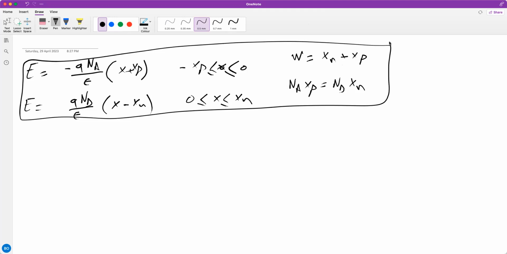Now, I wanted to calculate the potential. How can I calculate the built-in potential? I can calculate it if I have the electric field.